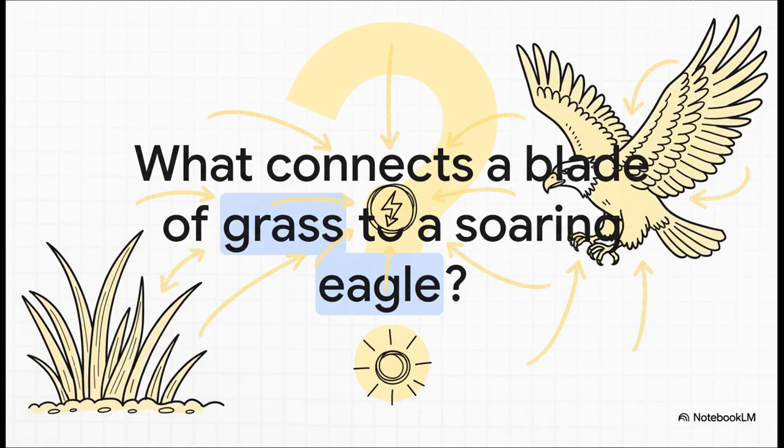So let's kick things off with a little puzzle. What in the world connects a single blade of grass to a powerful eagle circling way up high? I mean, they couldn't be more different, right? But believe it or not, they share this really profound link, and it all boils down to one thing: energy. Let's follow that energy trail.